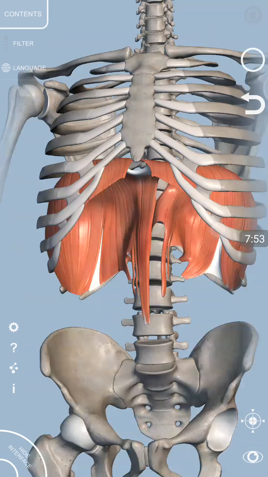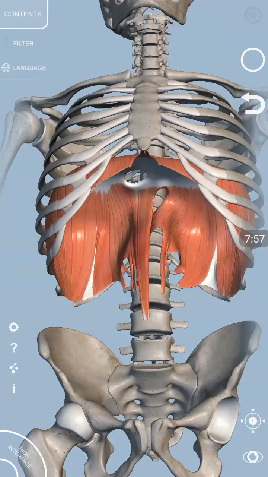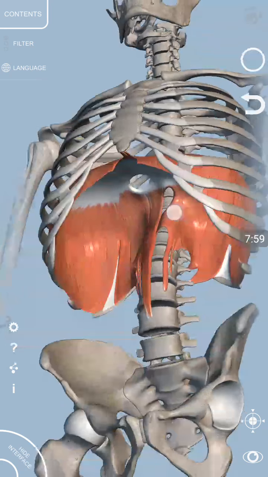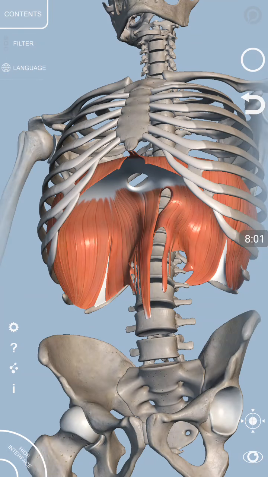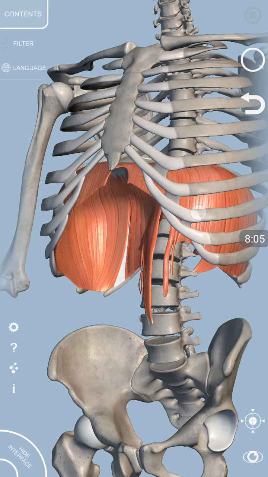So this was a brief overview of the diaphragm, its muscular attachments and their openings. And in the next video I will talk about the blood supply and nerve supply of the diaphragm as well.